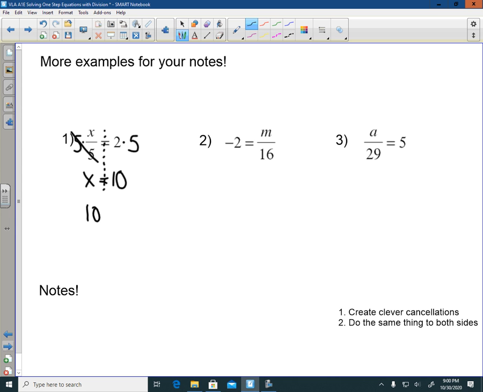Is 10 divided by 5 2? Yep. And so we have the right answer. All right, looking at number 2, let's do it again. We're going to create our two sides.